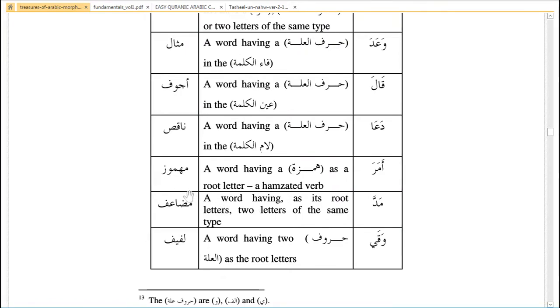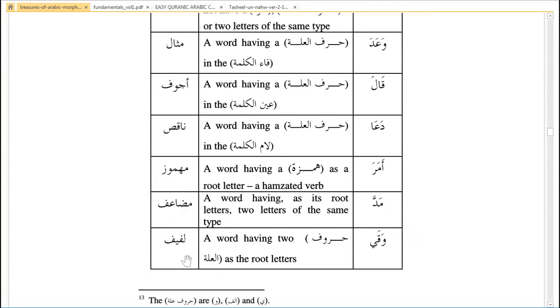So it is called mahmuz. Mudaf is when there are two letters of the same type in the original root letters. For example, madda. There is the same thing, two dals, madda. It's called mudaf.